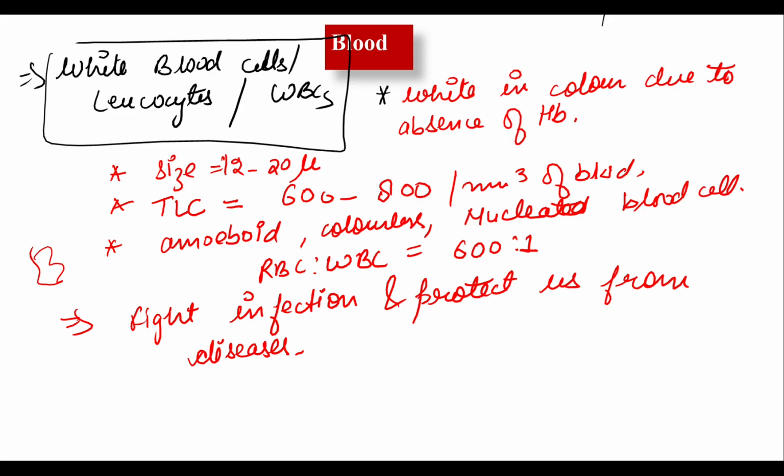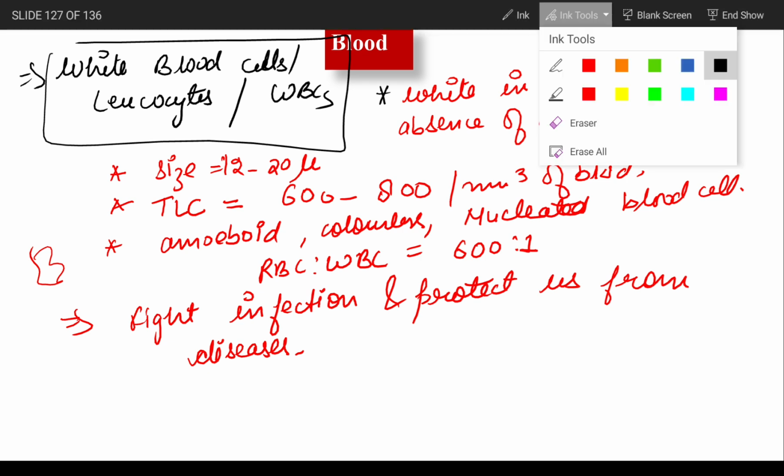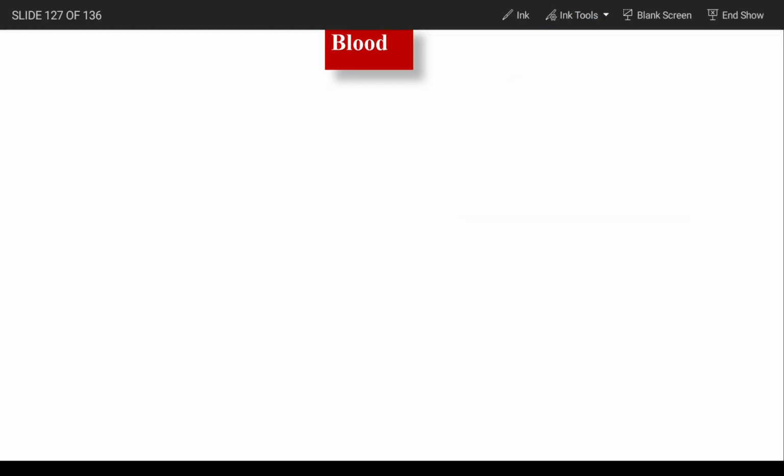Okay, so this is all about the WBCs. Now RBCs and WBCs are completed. Let's talk about the platelets, beta. Now write down the next heading, that is platelets.